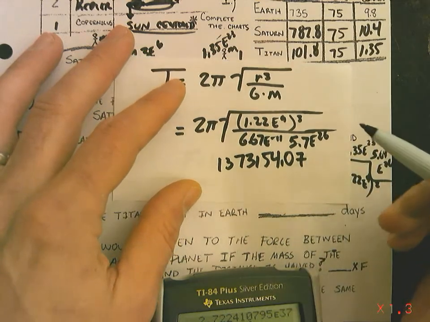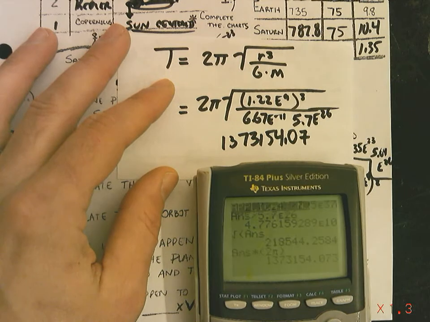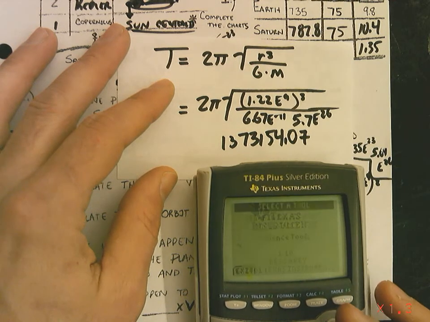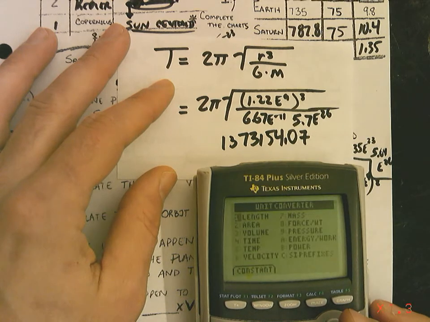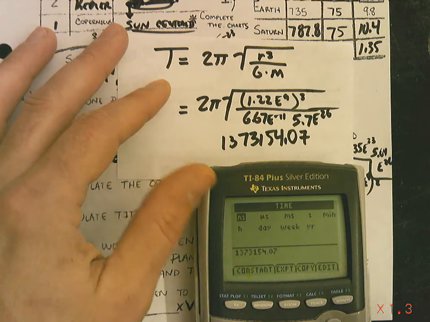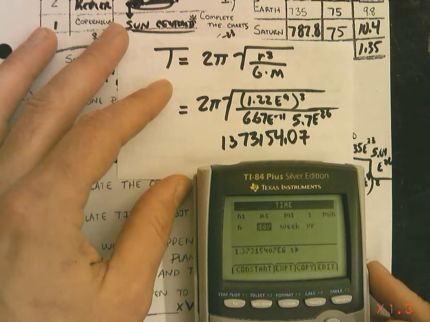So I'll write that out, 1373154.07. Now, what I want to do is go to my unit converter and convert that into days. We go apps, up to side tools. Once we're in side tools, we want to go to unit converter. Once we're in unit converter, we want to go to time, so 4. And we want to put in this number, 1373154.07. That number of seconds we want to turn into days.